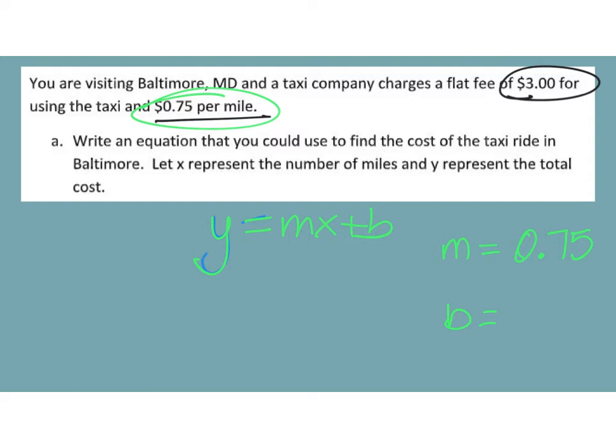Let's say you hop in a taxi and you're like, oh, never mind, I don't want to go anywhere. And they're like, yo, I stopped for you. You got to pay me. So in this case, the $3 is that little bit of payment. So when we write our equation, y equals 0.75x plus $3. So this equation represents that taxi situation.